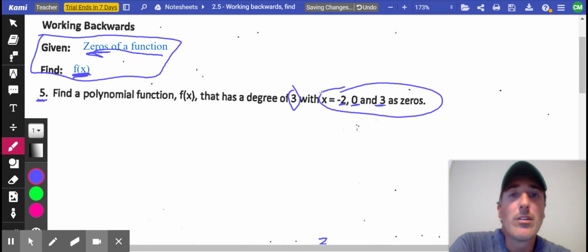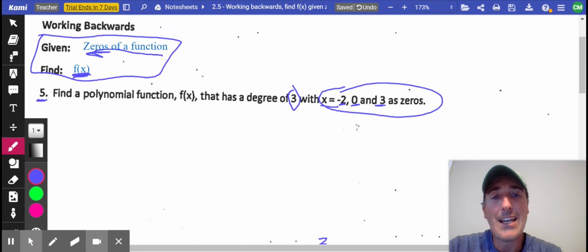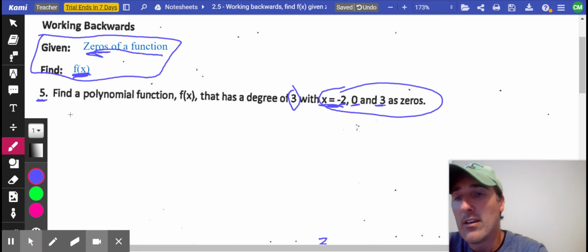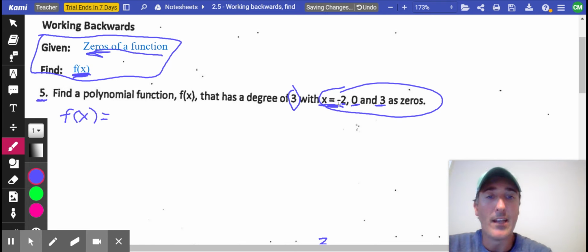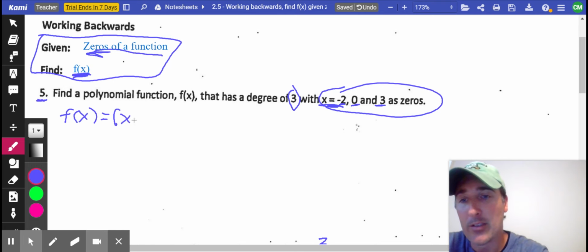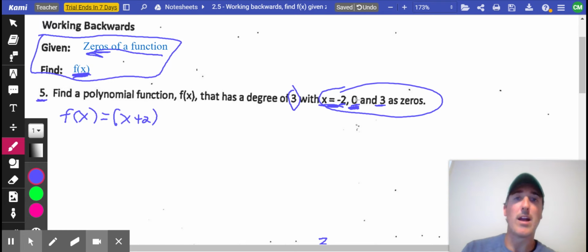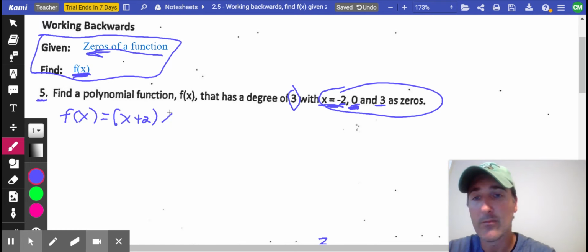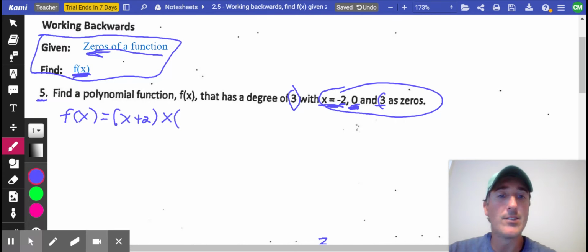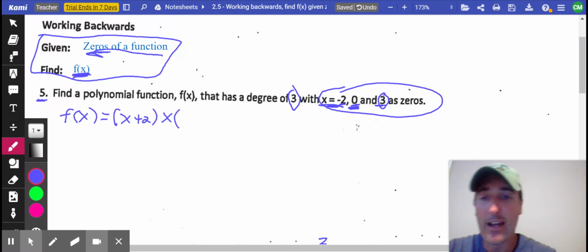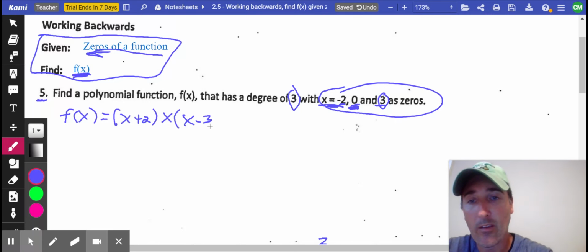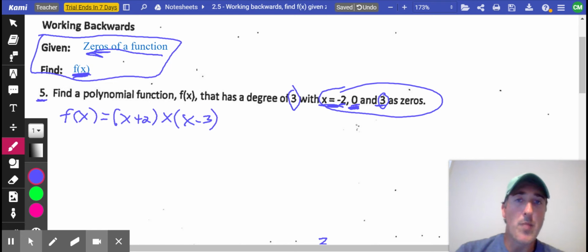Now, as I said, we really rely on the factor theorem. If this -2 is a 0, then its factor is, remember we say x minus k? So it's x minus -2, which turns out to be x plus 2. Now, if this 0 is a zero, if you say x minus 0, that's just x. And then if 3 is a 0, then x minus 3 is a factor. So we're working backwards with the factor theorem. Once you have all the factors, we just have to multiply everything.